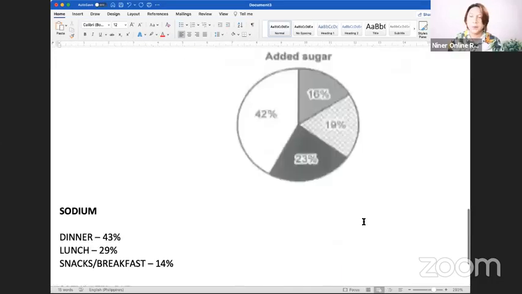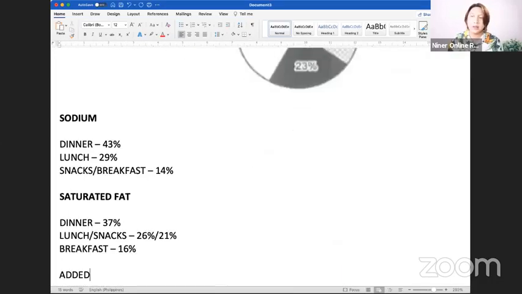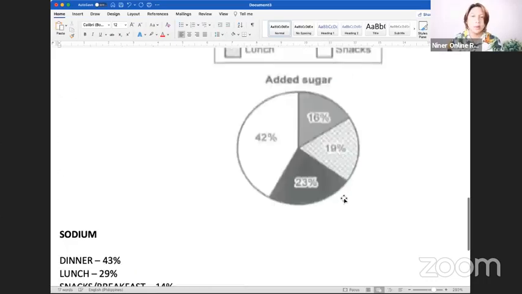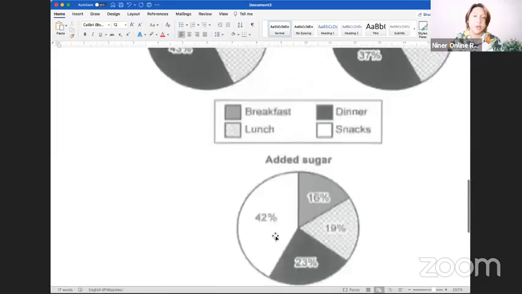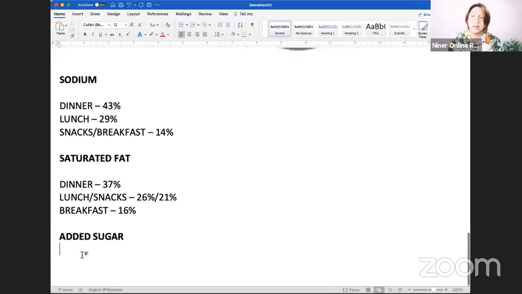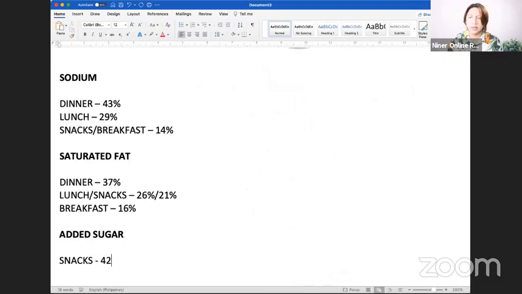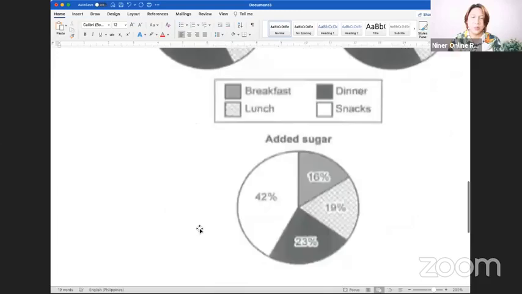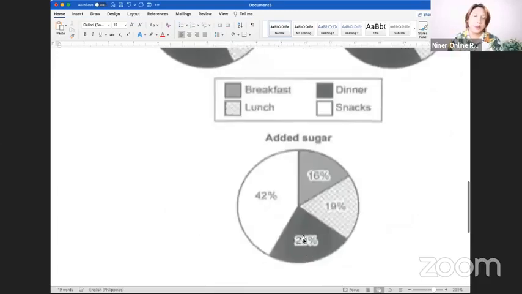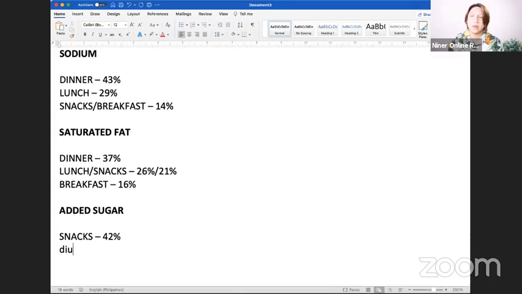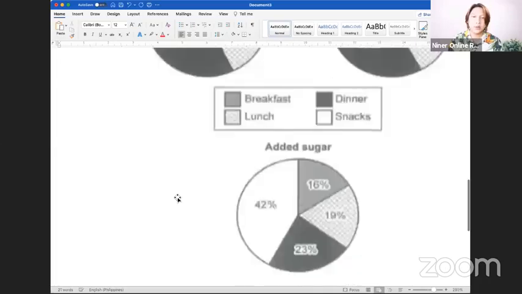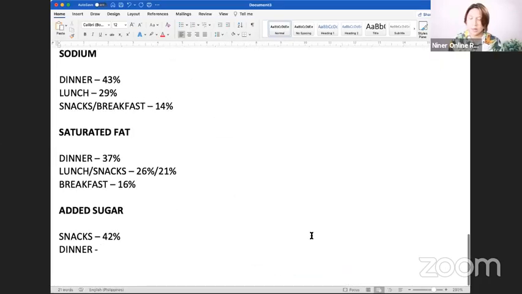We have added sugar. All right, this is an outline, no? Added sugar, right? So additional sugar. We can see a different trend here in which snacks takes the lead, right? Snacks. Okay, so we have 42% for this category. Sorry, dollars. Oh my gosh, right? So let's move on to the next one. We have here 23% for dinner, right? So dinner, 23%.